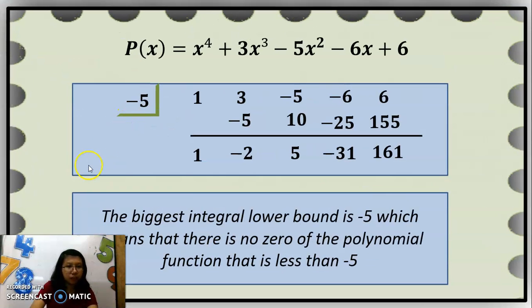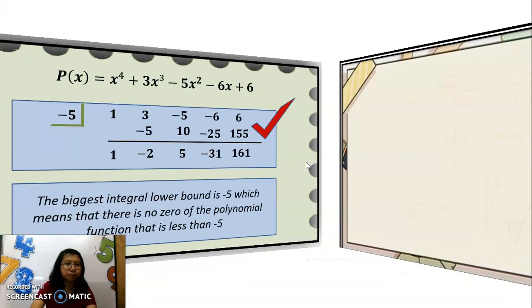We have here negative 5. So in negative 5, we have here 1, negative 2, 5, negative 31, and then 161. So since we already have alternating signs for the coefficients, that's why we will have negative 5 as the value of the lower bound. So the biggest integral lower bound is negative 5, which means that there is no zero of the polynomial function that is less than negative 5. So the values of the zeros for this polynomial function will be from negative 5 up to positive 2. So that's the use of the upper bound and then the lower bound theorem.